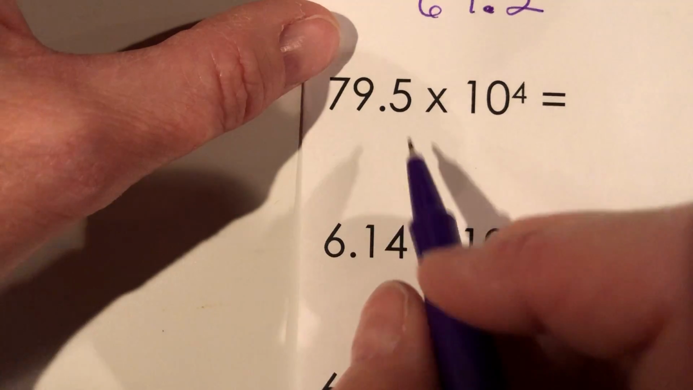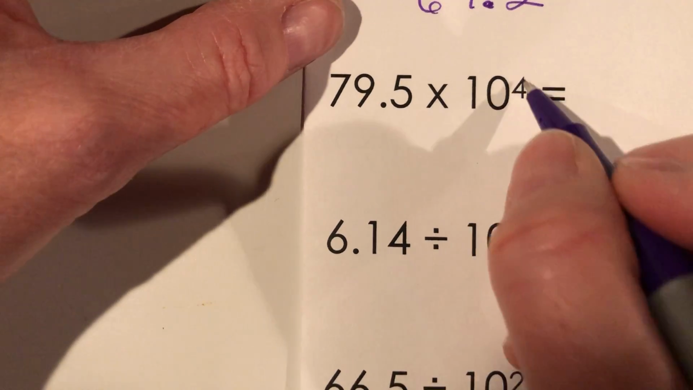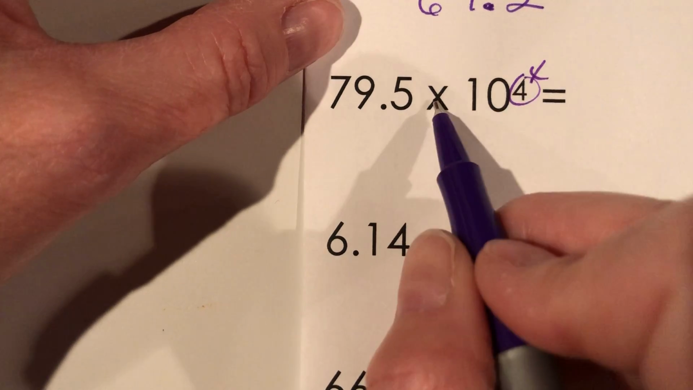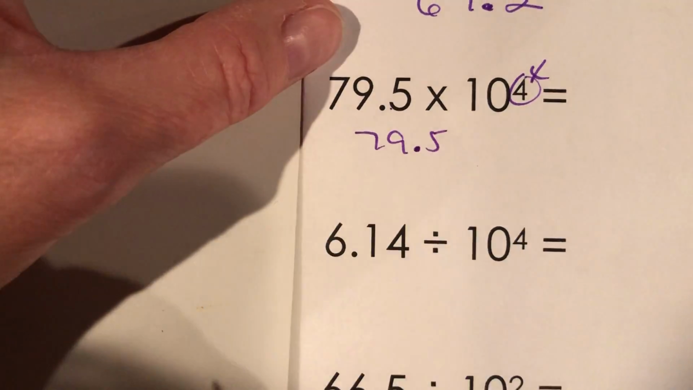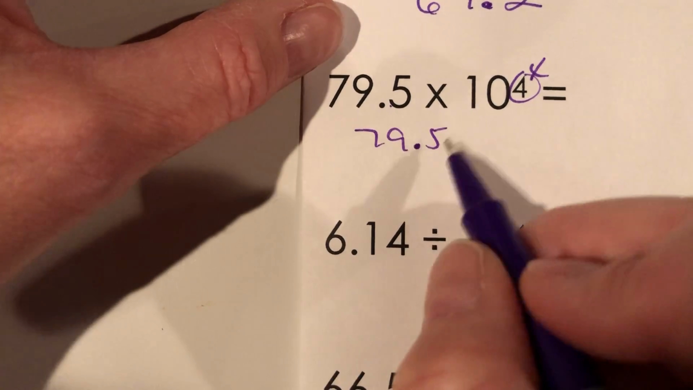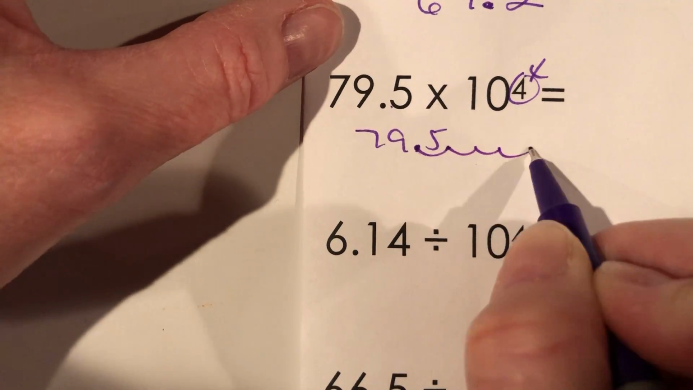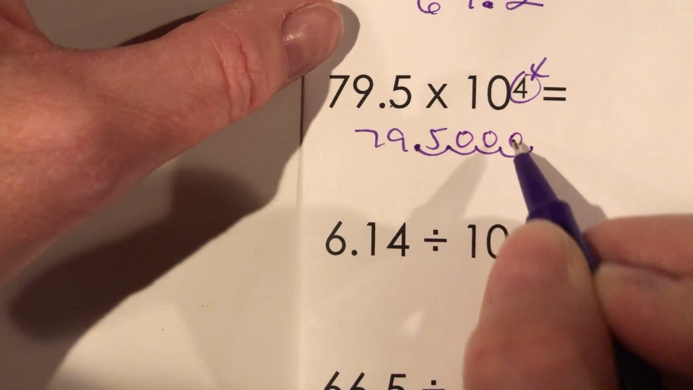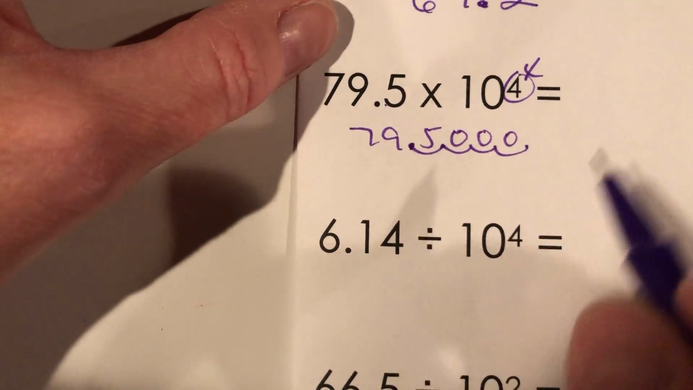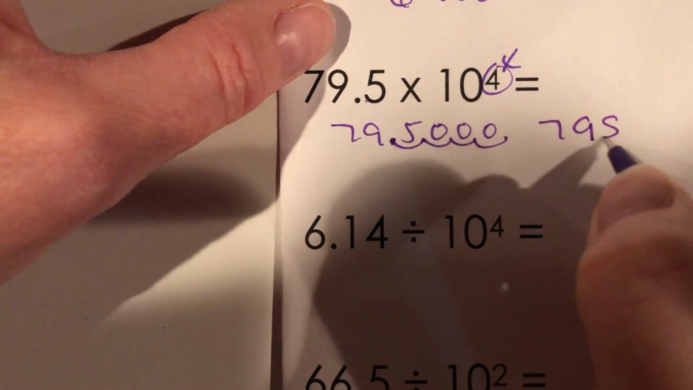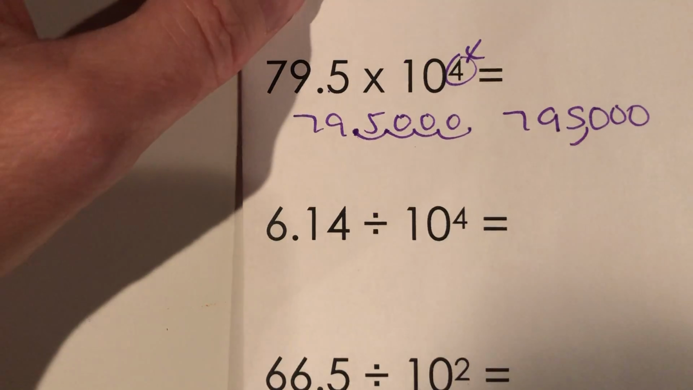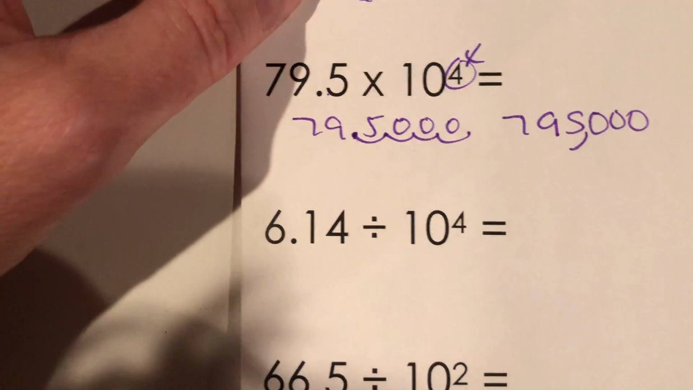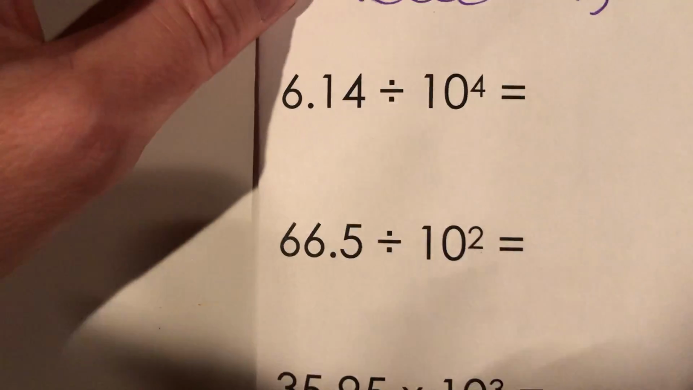For our next one, I have 79 and 5/10 times 10 to the 4th. So I'm multiplying by 4 tens. That means I need to move this decimal point 4 places to the right. So there's 1, 2, 3, 4. I'm going to need to insert 3 zeros in this one because I had 3 empty hops. So when I write down the digits, it looks like that. When I put in my comma, it looks like that. And that is a 5, not an S, in case you were wondering.